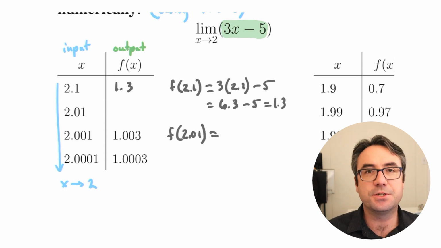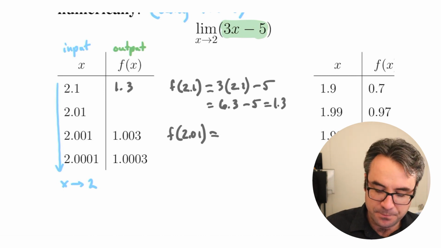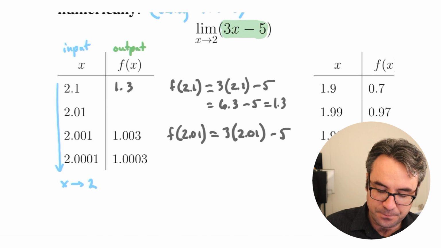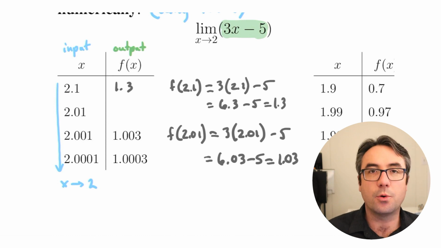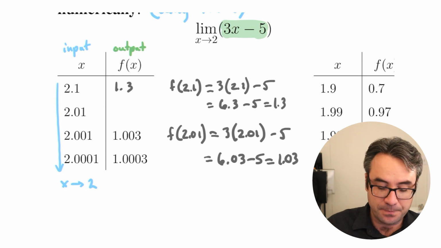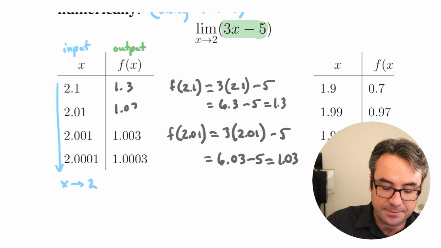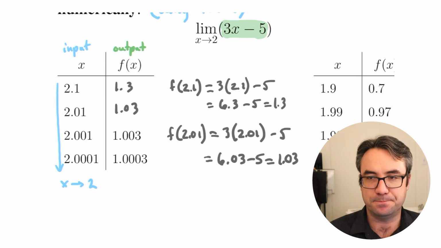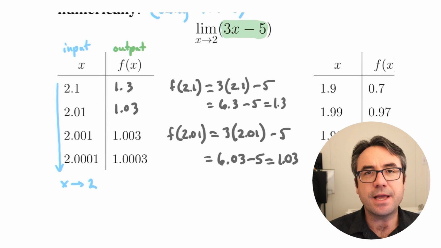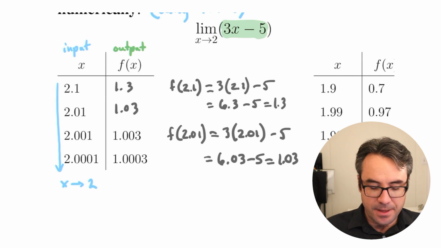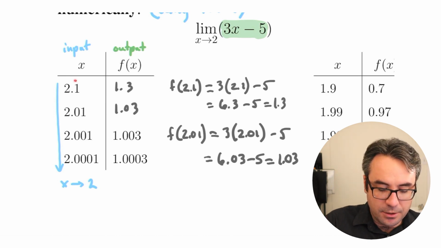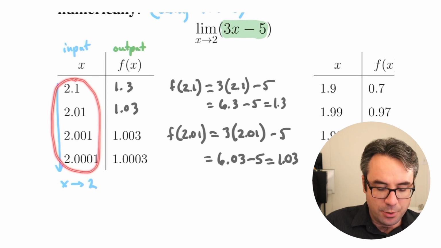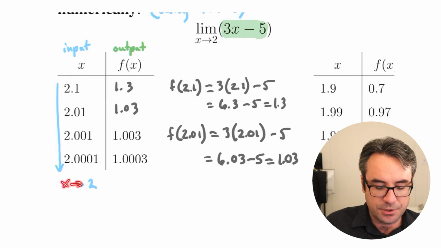So I'm going to take 2.01, plug it into our function. We get 3 times 2.01 minus 5, which ends up being 6.03 minus 5, which ends up being 1.03 if we do the subtraction. So we'll record that right there on our table. And so the idea of our limits is we look at what happens as our inputs get closer and closer to the number 2.